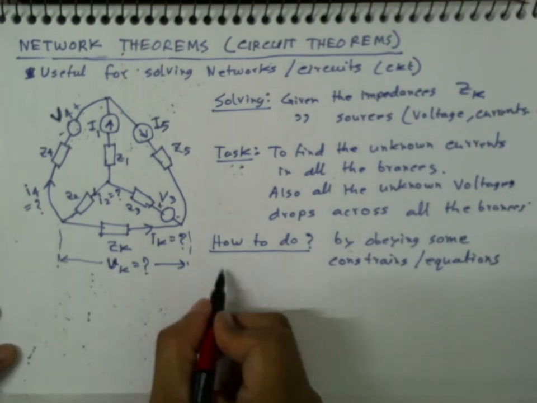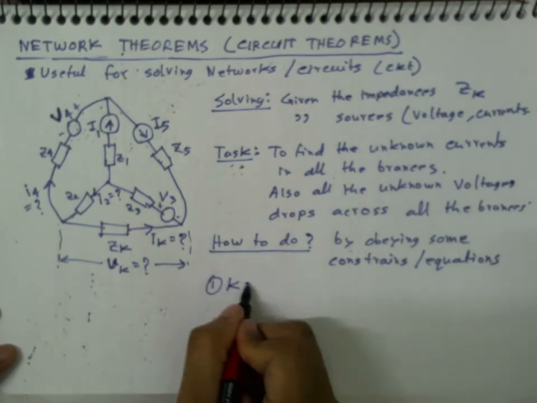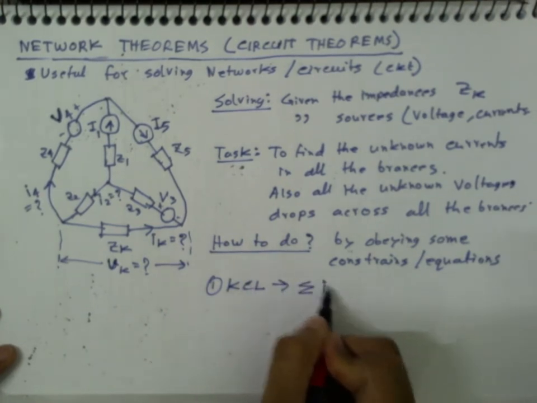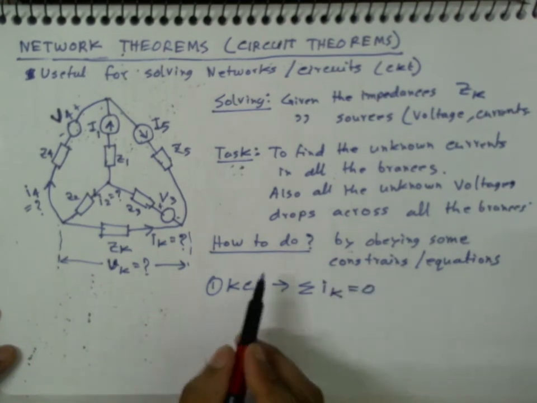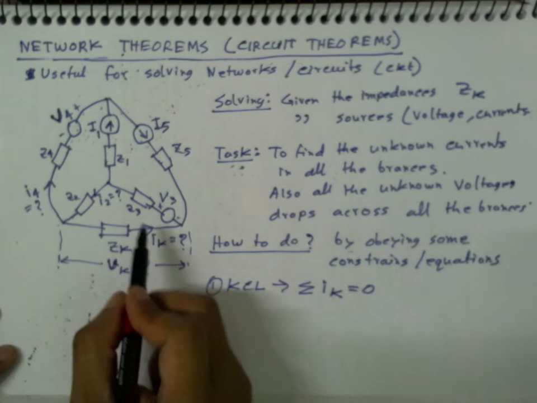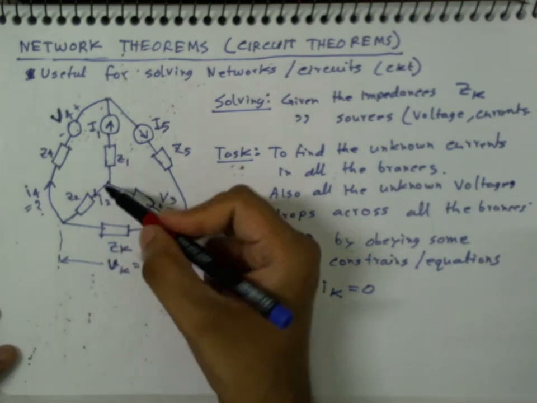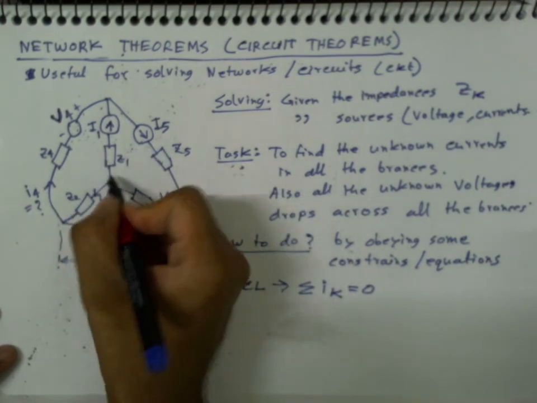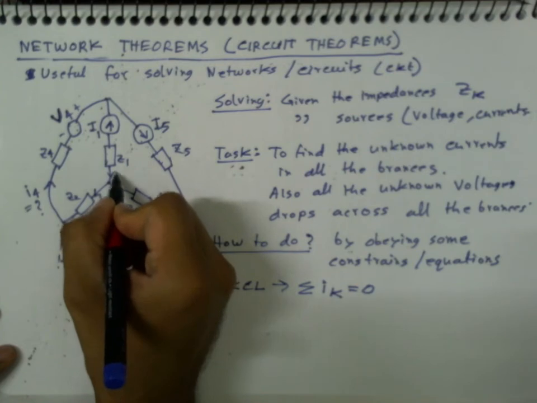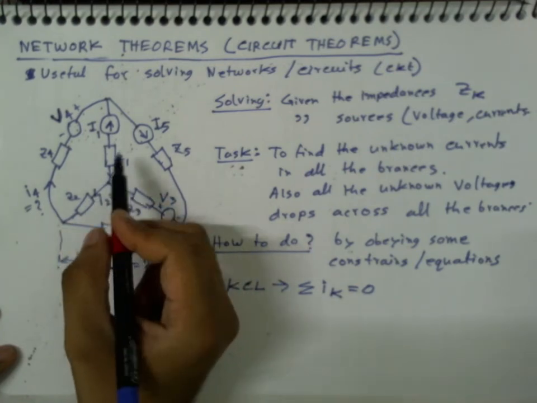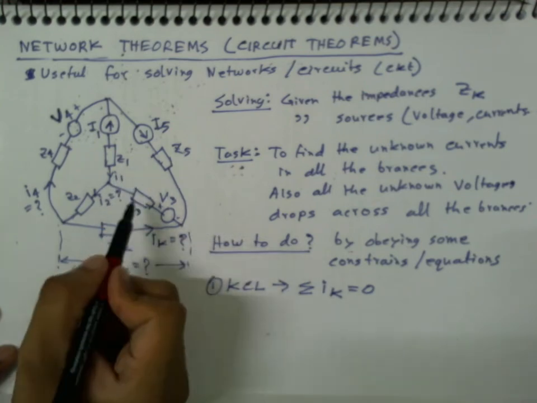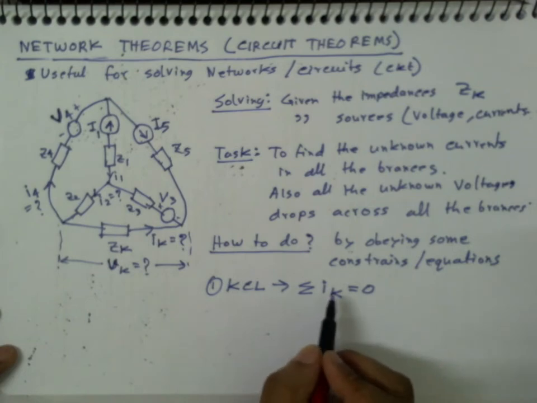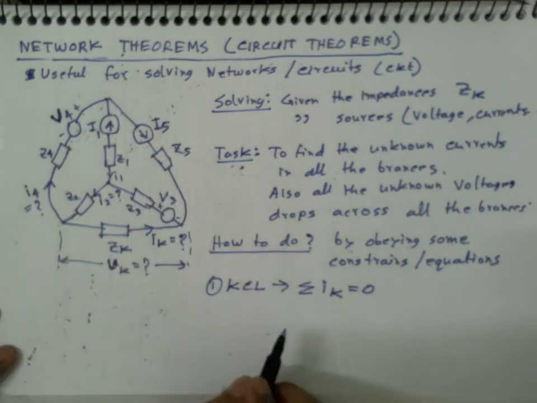What are they? Number one, we have KCL. KCL says that the sum of the currents coming into a node should be equal to 0. So if I consider this node, then this current, if I call it I1, plus this current, this is going away so that should be minus I2, and this current I3, their sum should be 0. That's KCL, and this should be true for all the nodes.